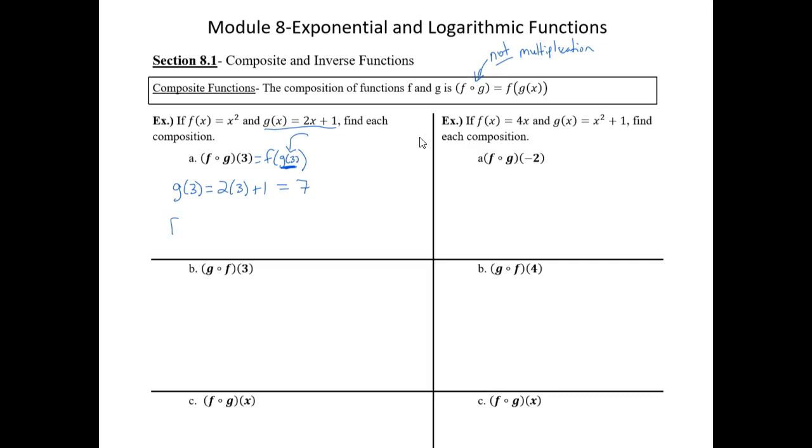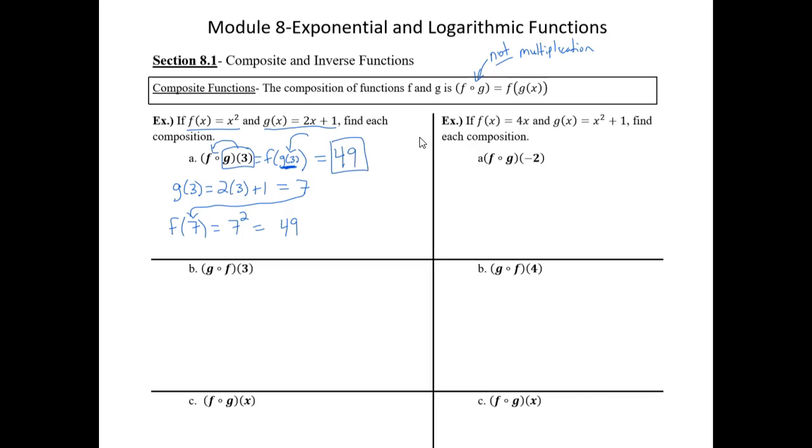Now that answer has to go into function f. So essentially we are working inside out. You have to find this piece of information first, and then you plug that into that function. So now plugging 7 into function f, replacing x with 7, and 7 squared is 49. So f of g of 3 is 49.